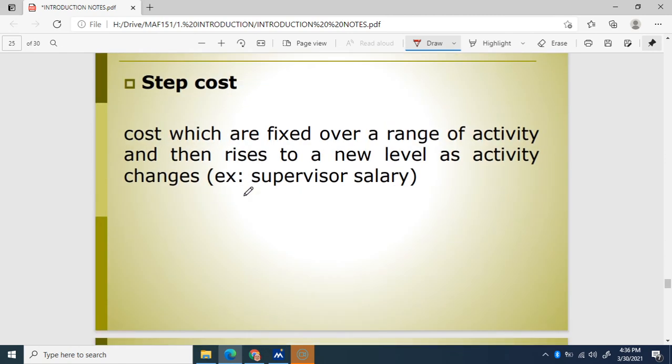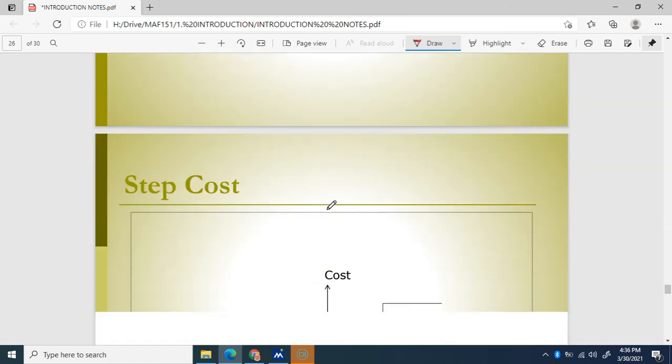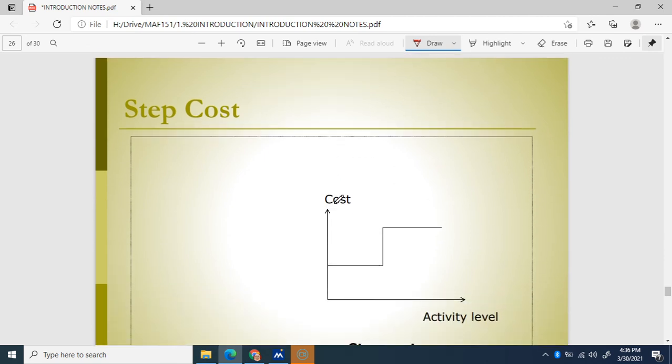Okay, the last one is step cost. So what is step cost? Step costs are fixed over a range of activity, and then rise to a new level as activity changes. An example is supervisor salary. Actually, step costs come from fixed cost, but they rise immediately in a short period, at short levels of activity. Supervisor salary, for example.